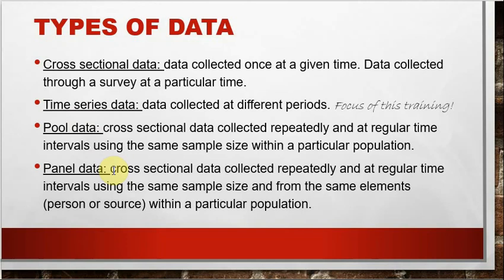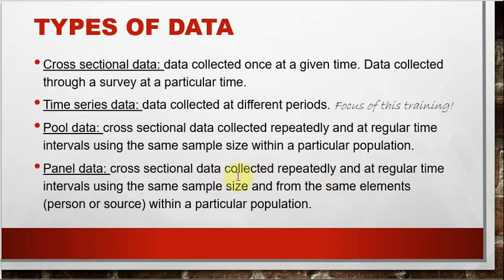Look at the statement here. Pool is cross-sectional data collected repeatedly at regular times using the same sample size and from the same element. But in pool data, it may not be the same. It may or it may not. But in panel, it must be from the same element, from the same person or source within a particular population. So you see the difference between pool and panel. In pool, anybody can represent a particular time, but in panel, it must be the same element. Okay? And that makes it very, very interesting.